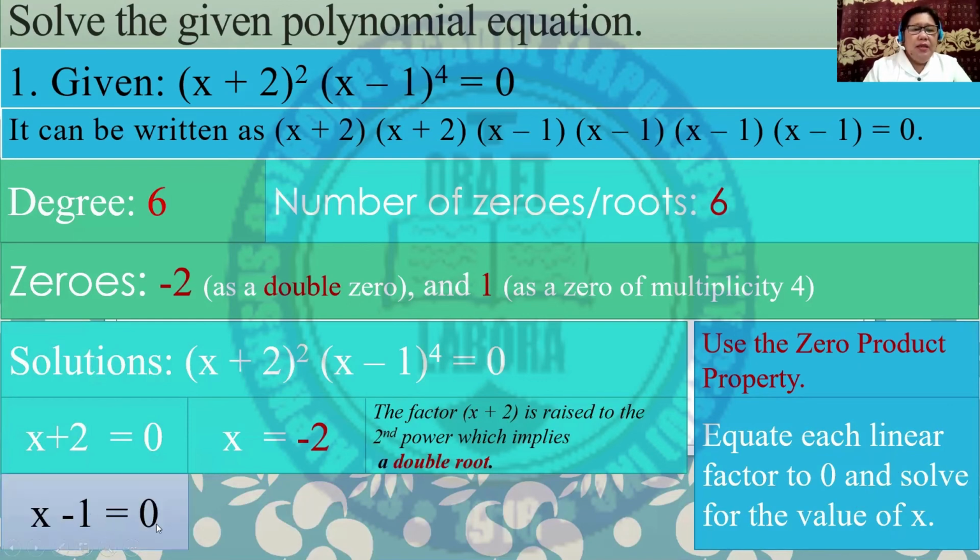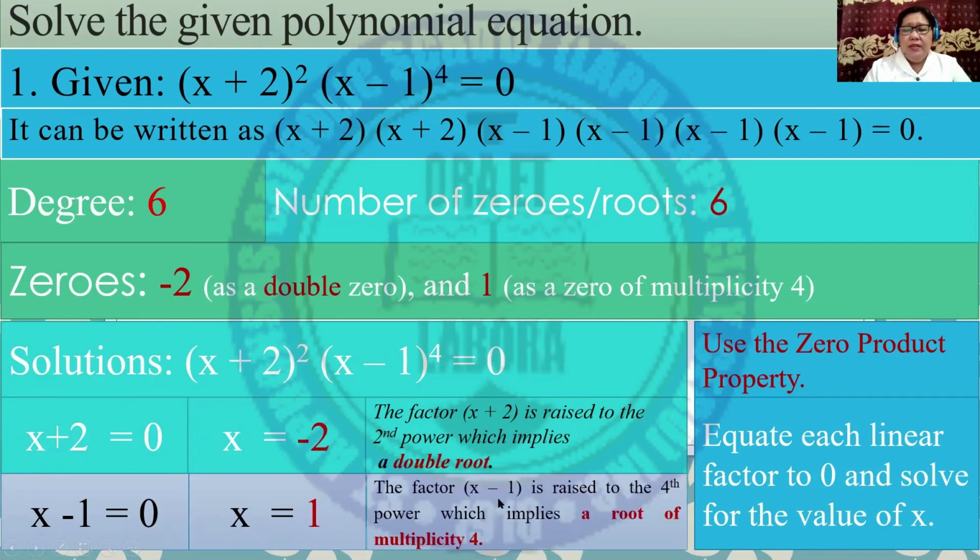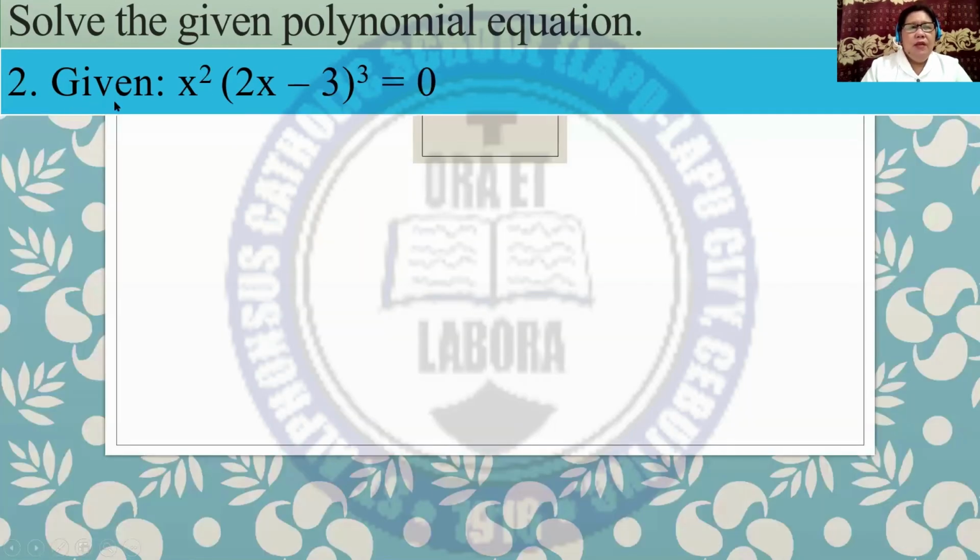X minus 1 is equal to 0. So x is equal to 1. The factor x minus 1 is raised to the fourth power, which implies a root of multiplicity 4. Next, the given of number 2 is x squared times the cube of 2x minus 3 is equal to 0.